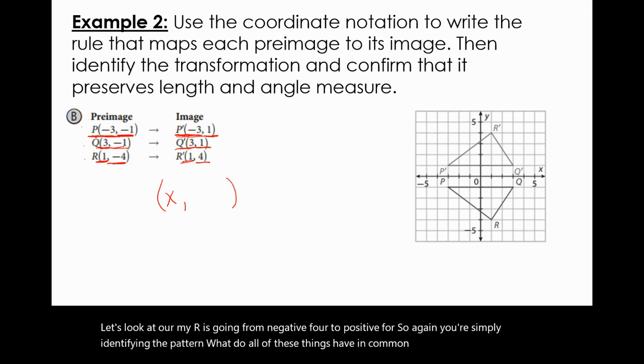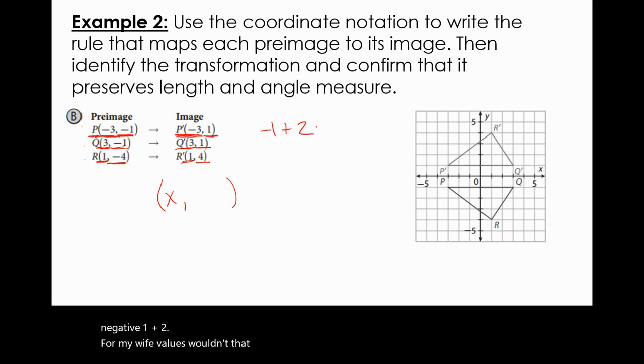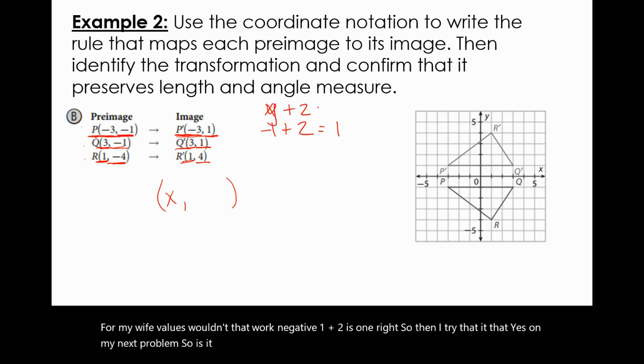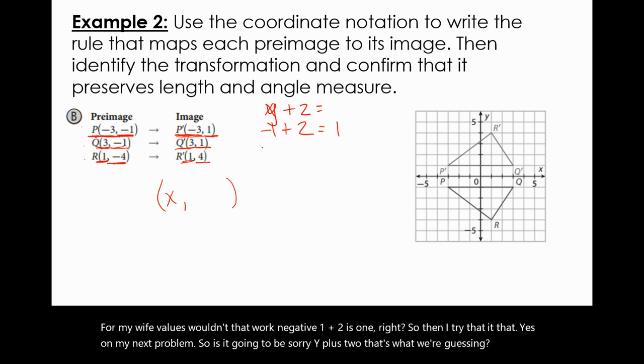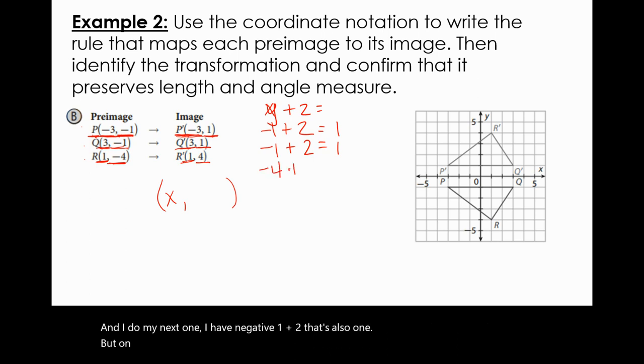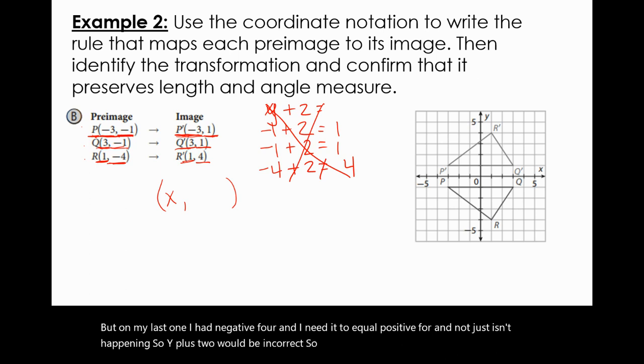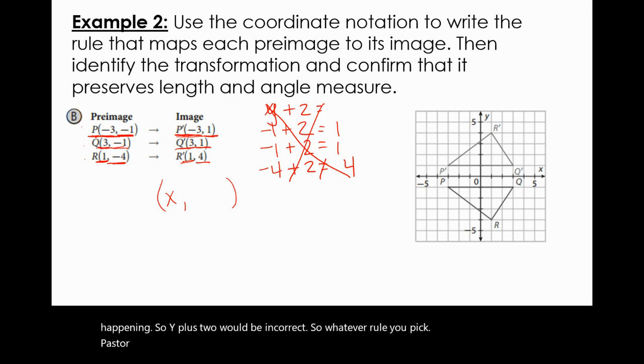Now, some students might say, okay, well, I'm noticing on P that I go from -1 to 1, so maybe we're doing -1 plus 2 for my Y values. Wouldn't that work? -1 plus 2 is 1, right? So then I try that guess on my next problem. So is it going to be Y plus 2? That's what we're guessing. And I do my next one, and I have -1 plus 2. That's also 1. But on my last one, I had -4 and I need it to equal positive 4, and that just isn't happening. So y plus 2 would be incorrect. So whatever rule you pick has to work for every single point.